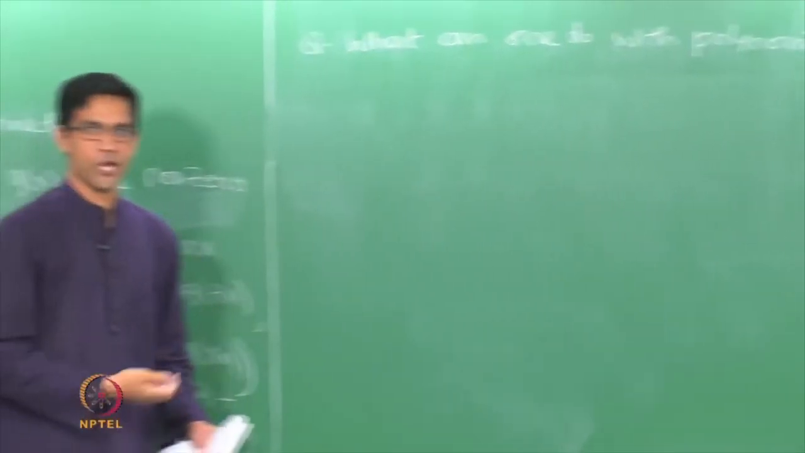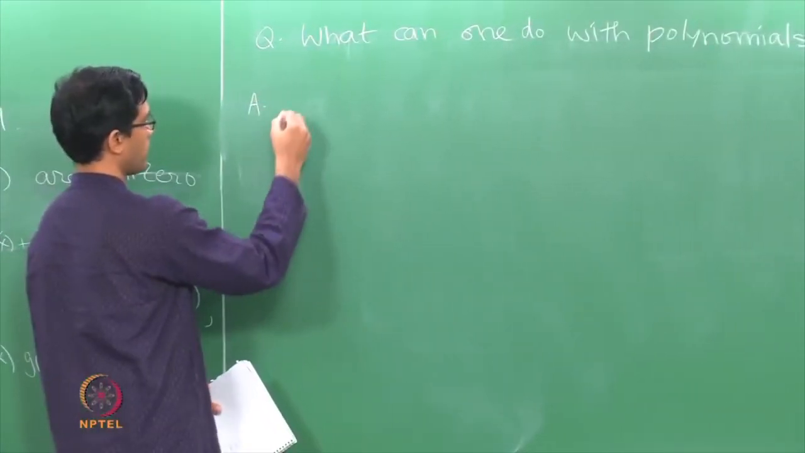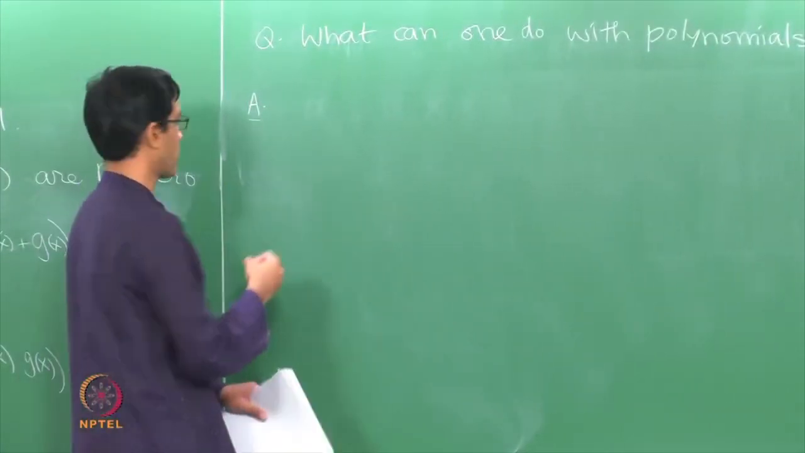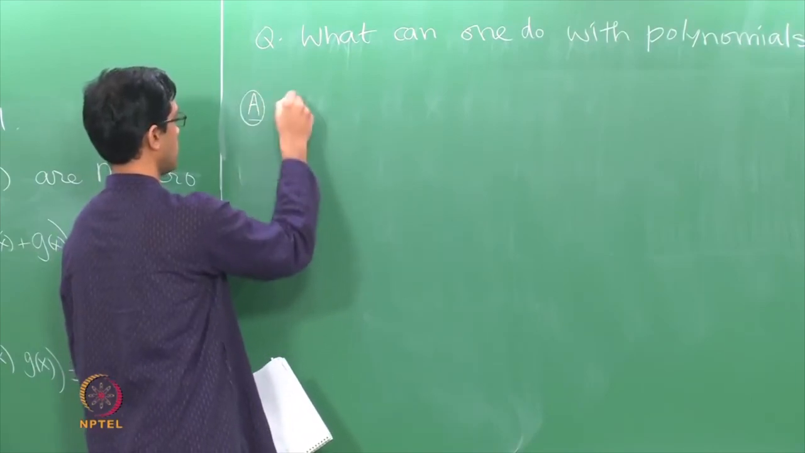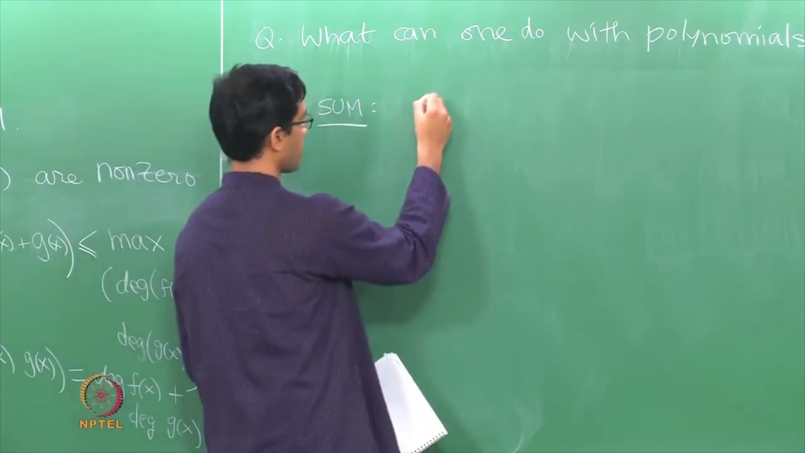What sorts of operations can you subject them to? So there are several different operations. One is the sum, the other is the product. So let's write each of them. One, sum. So what does the sum of two polynomials mean?